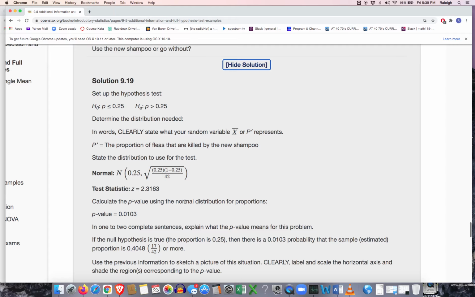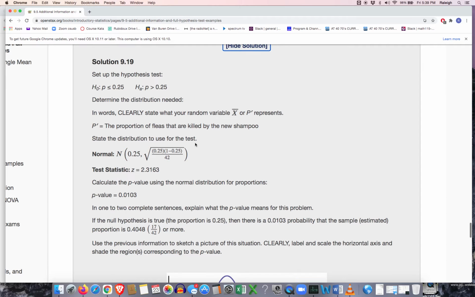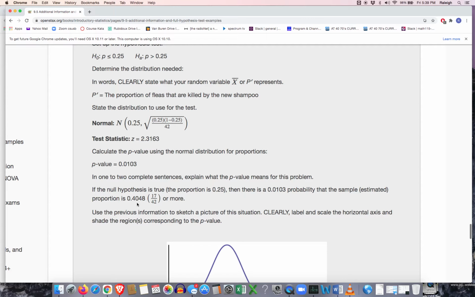Where did the 1740 seconds come from? That's from the very end of this little poem. 17 out of 42 was over 40%. So that's information we could have used a little earlier. So let's see, 40% versus 25%. That does look different, doesn't it? Yeah, it does look different. That's 15%, more than 50% above what the other shampoo had.